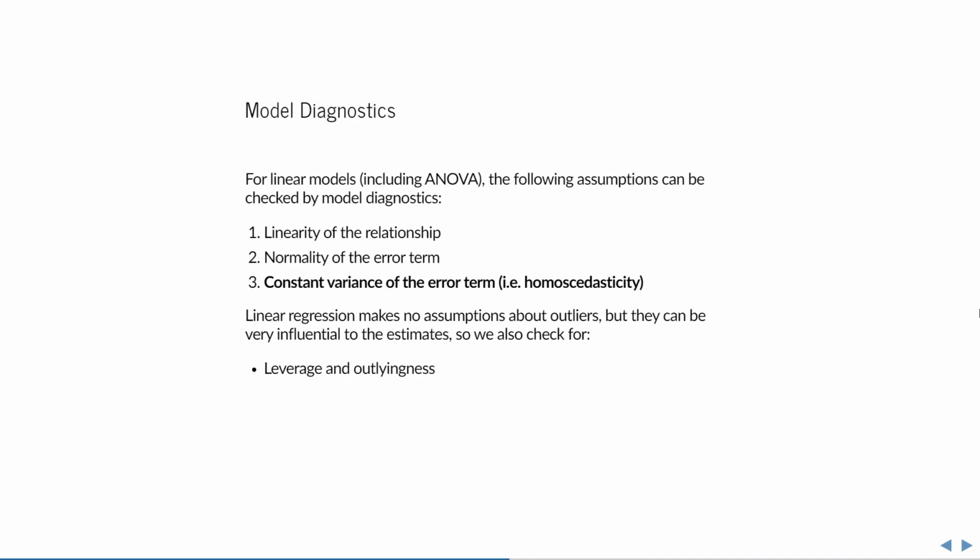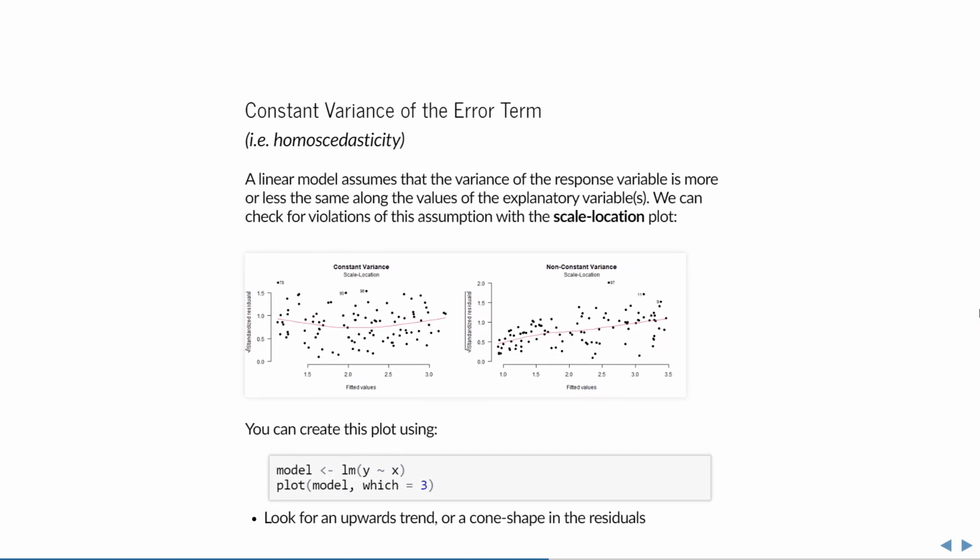Next, let's discuss the constant variance of the error term, which is also called homoscedasticity. So, in a linear model, we assume that when you fit a regression model, then the deviations from this model are more or less spread the same, whether you are low or whether you are high on the fitted values. So for a single explanatory variable, that means that along the values of x, you would expect the variance of y to be the same.